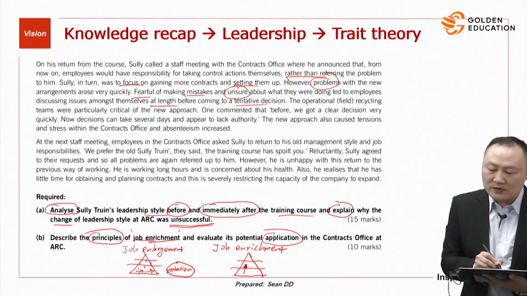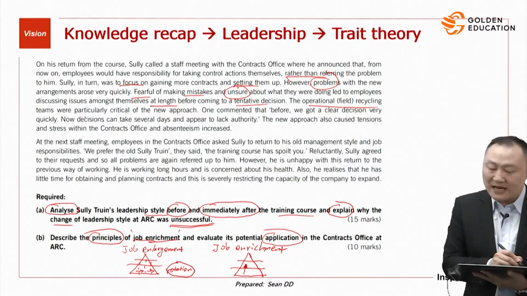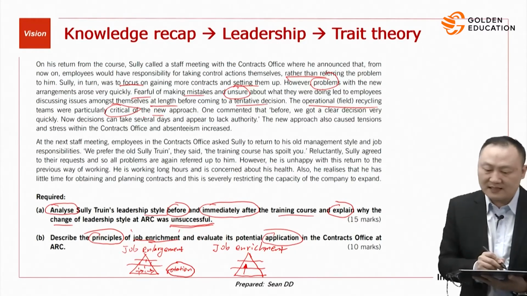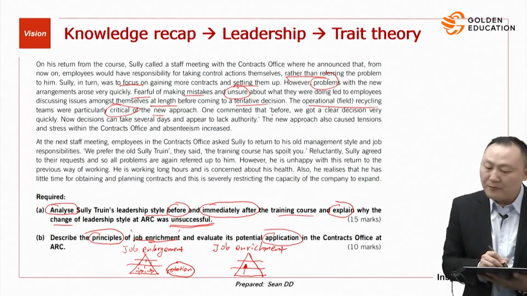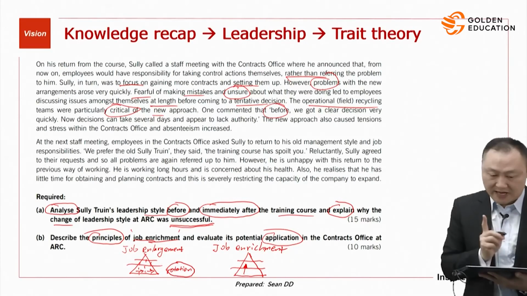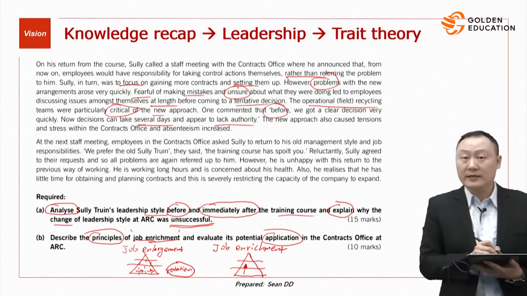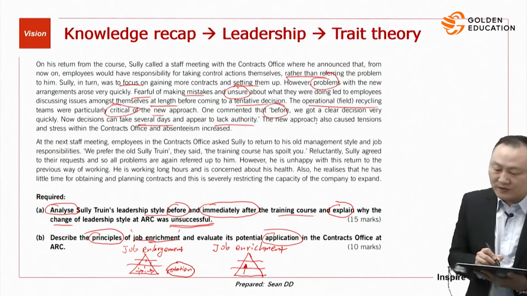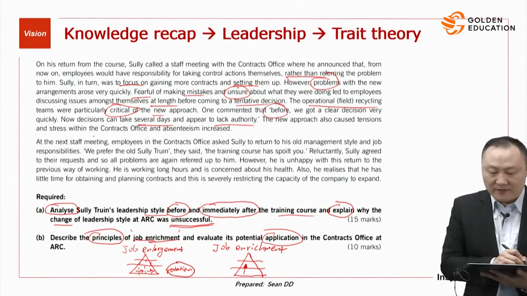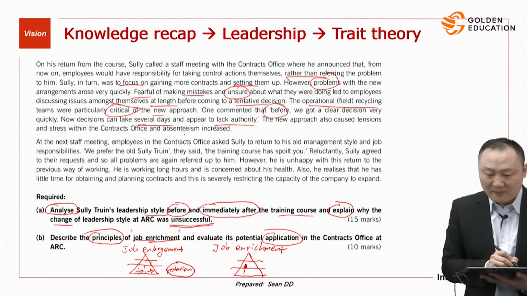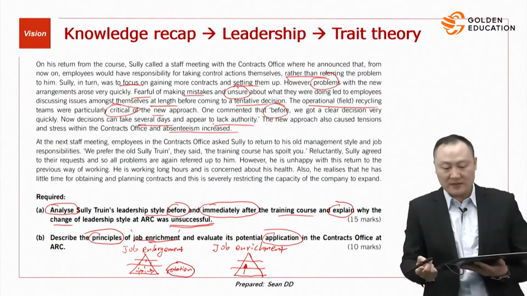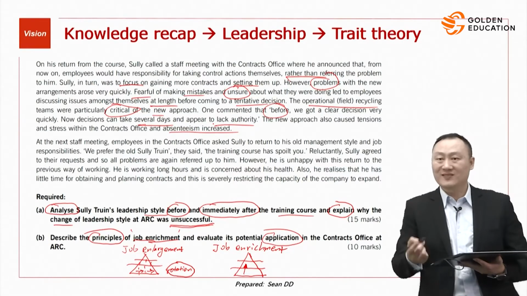The operational recycling team were particularly critical of the new approach. Critical of means they don't like it. One commented that before, that means before the course, we got a clear decision very quickly. Now, decisions can take several days and appear to lack authority. The new approach caused tension and stress within the contract office, and absenteeism increased. That means everybody left the company and didn't want to work here because the working environment was disastrous.